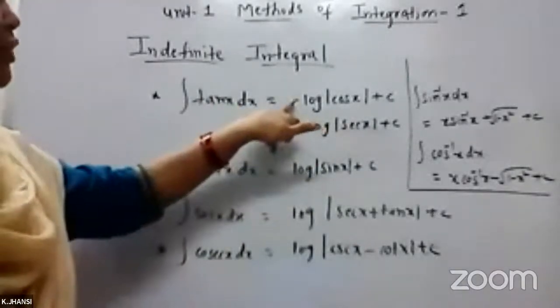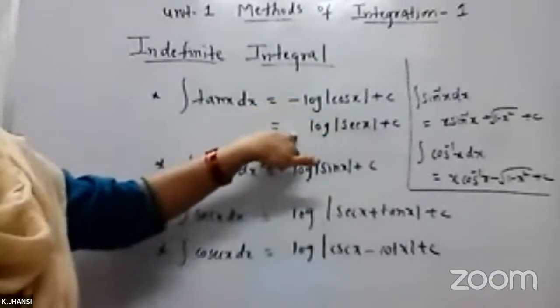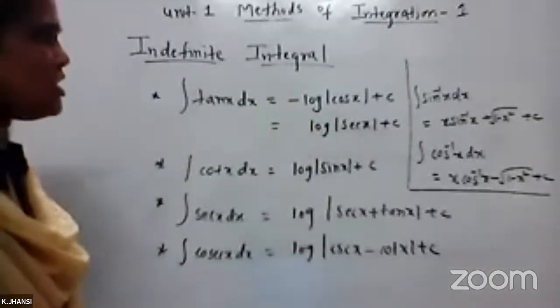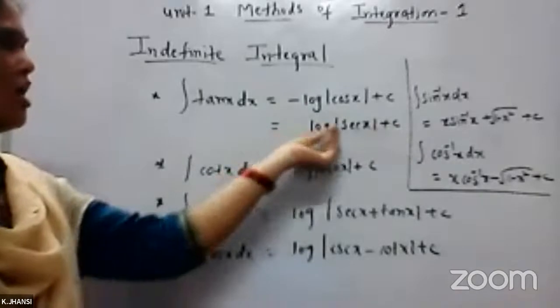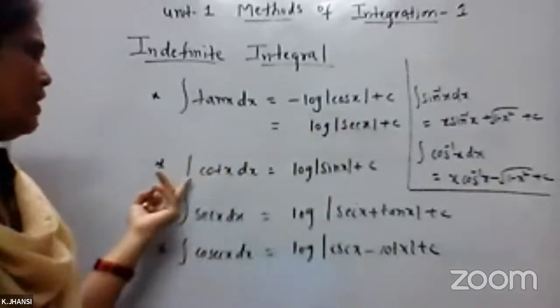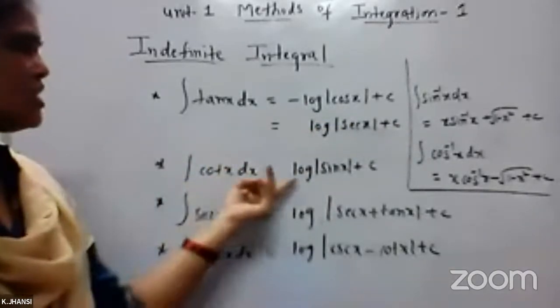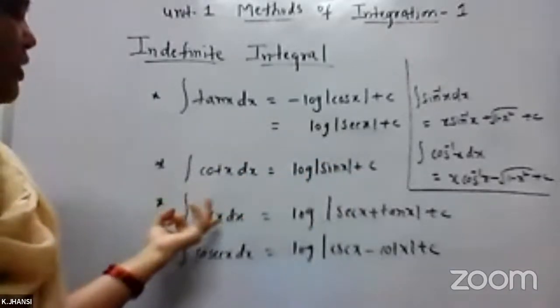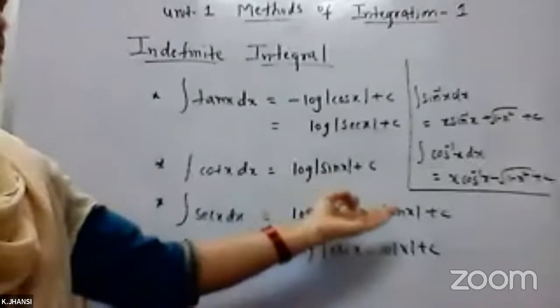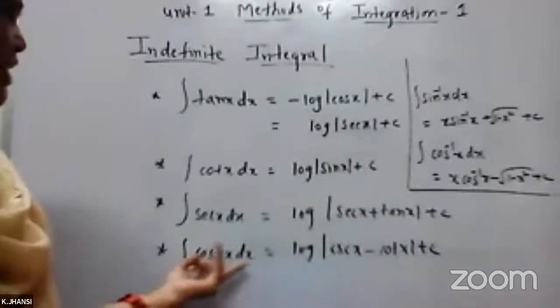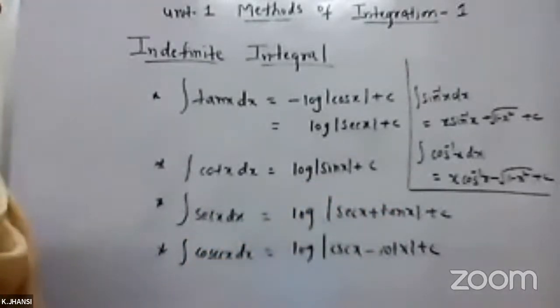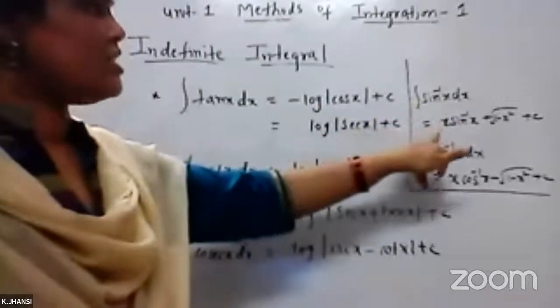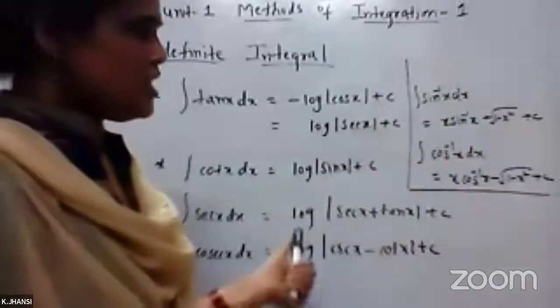you can use either this formula or this formula, that is minus log of cos x plus c, or log of secant x plus c. And integration of cot x dx is log of sin x plus c. And secant x dx is log of secant x plus tan x plus c. And cosecant x is log of cosecant x minus cot x plus c. And even integration of sin inverse x is there, and even cos inverse x is there.